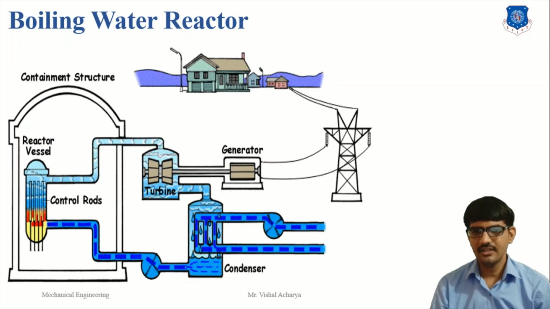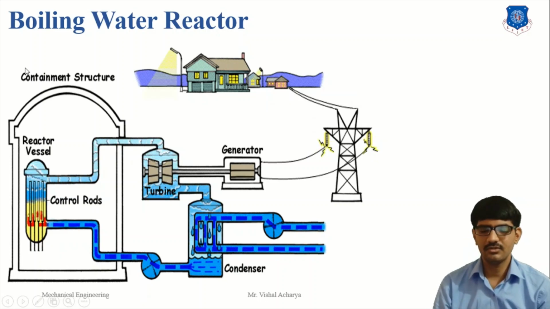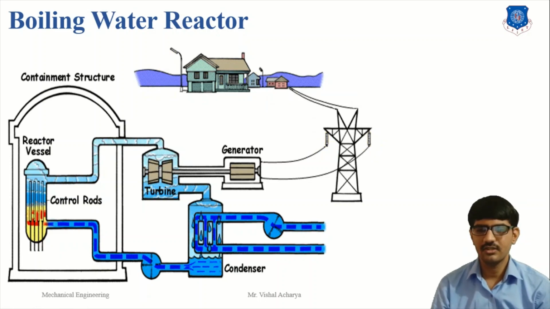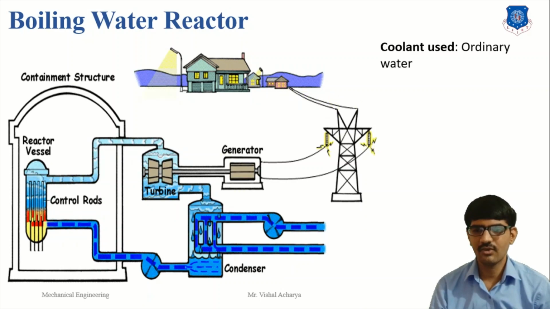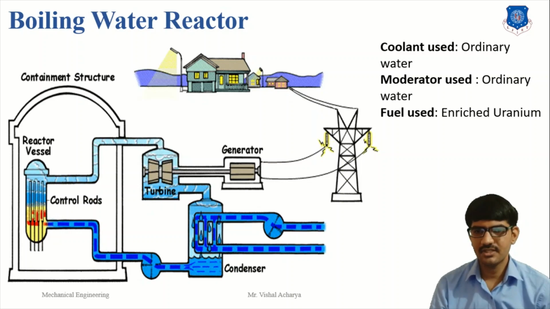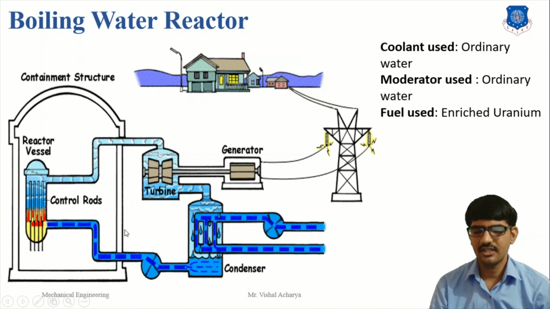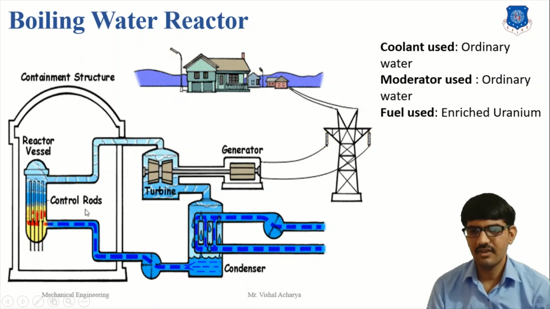Our second is the boiling water reactor. In a boiling water reactor, the main difference is that two circuits are not used; only one circuit is used for the production of steam. The coolant is ordinary water, the moderator is ordinary water, and the fuel is enriched uranium. The only difference from the pressurized water reactor is that there is no secondary circuit, only the primary circuit. So the concrete containment structure for the radioactivity is small. This is the advantage of the boiling water reactor.